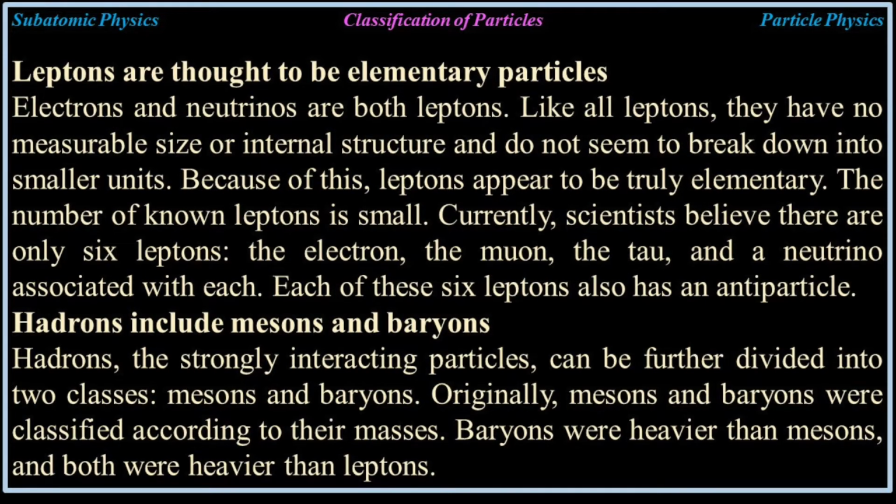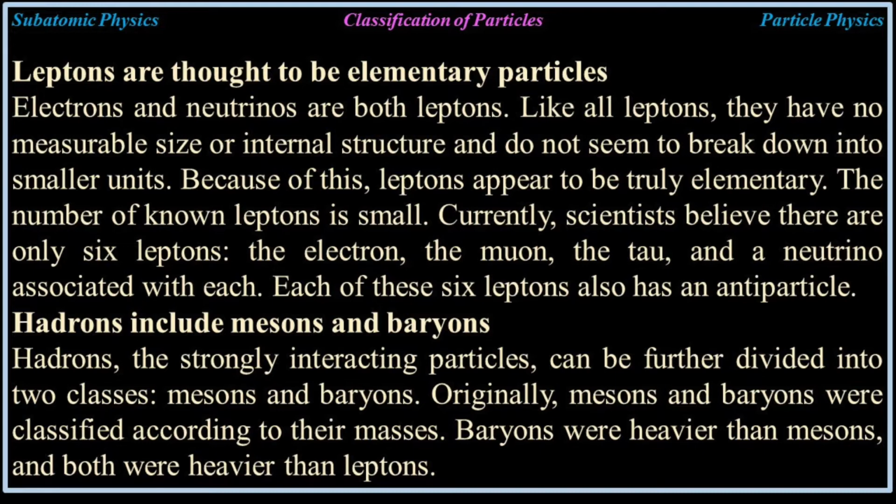Leptons are thought to be elementary particles. Electrons and neutrinos are both leptons. Like all leptons, they have no measurable size or internal structure and do not seem to break down into smaller units. Because of this, leptons appear to be truly elementary. The number of known leptons is small. Currently, scientists believe that there are only 6 leptons: the electron, the muon, the tau, and the neutrino associated with each. Each of these 6 leptons also has an antiparticle.